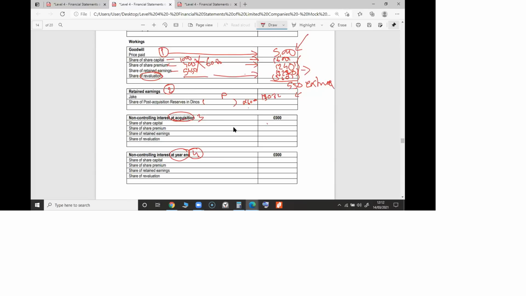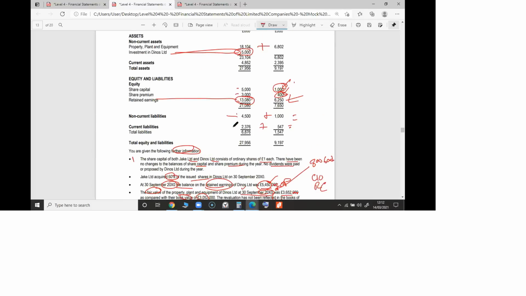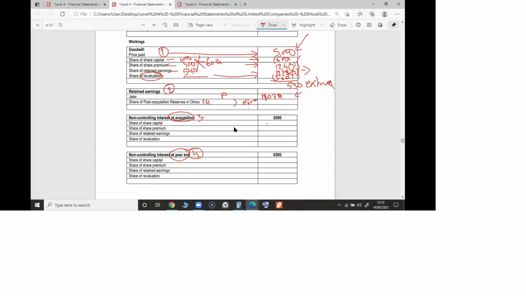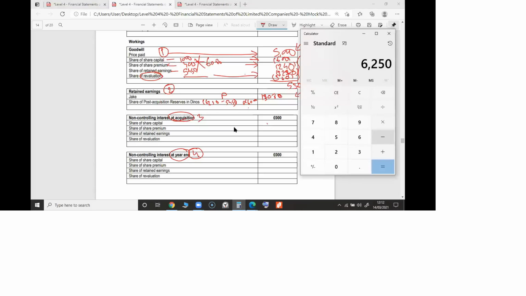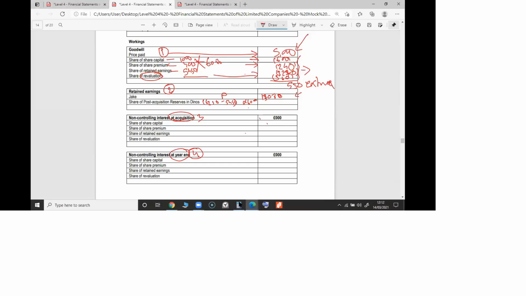13,080, not 15, 13. And then what was the change in the retained earnings? At the end, it went up to 6250, and at acquisition 5450. 6250 minus 5450, how much was the increase? 800. If you do 60% of that, 480. That is the group retained earnings, 480.